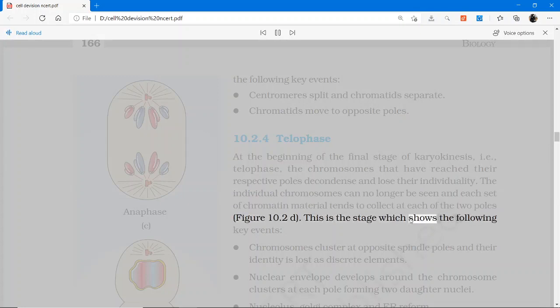This is the stage which shows the following key events: chromosomes cluster at opposite spindle poles and their identity is lost as discrete elements; nuclear envelope develops around the chromosome clusters at each pole forming two daughter nuclei; nucleolus, Golgi complex, and ER reform.